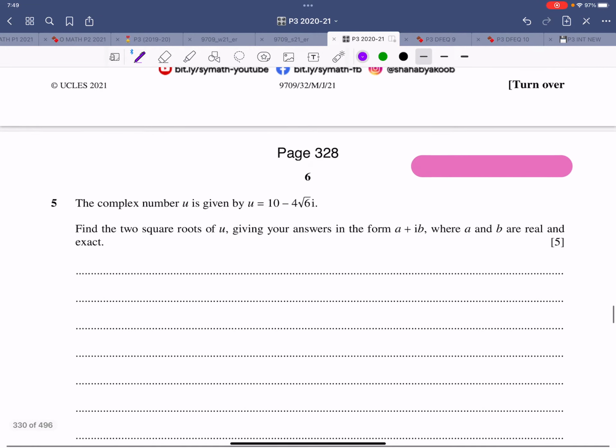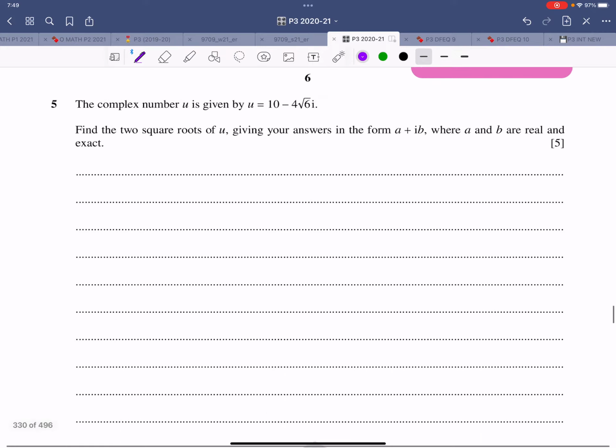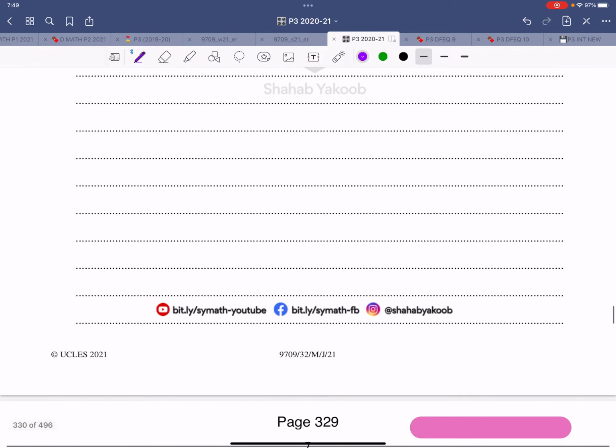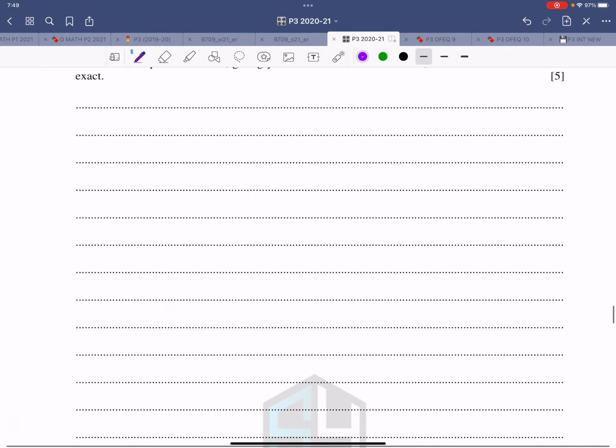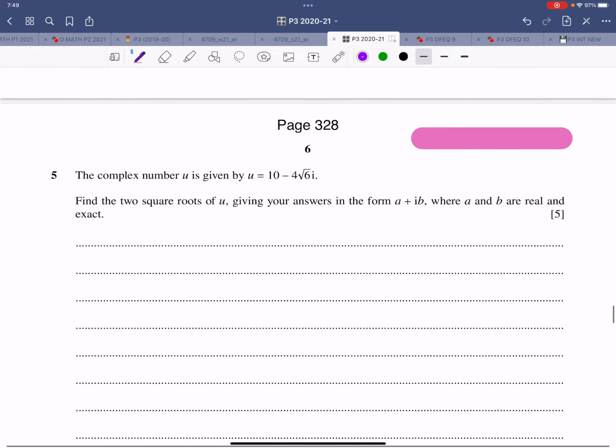Let's look at question number 5. What does question number 5 say? This is the variant, that is 32. Okay, so now question number 5, it says we have a complex number u, and it's given by 10 minus 4 root 6i. Find the 2 square roots.